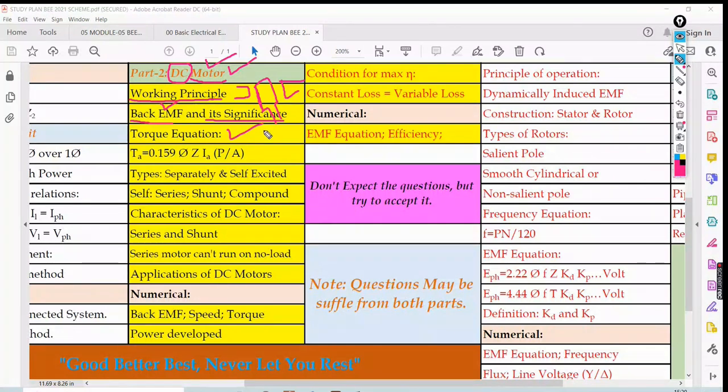Then torque equation. What is torque? Anybody? Turning effect of force, that is also correct. But the turning or twisting force itself is called torque. Then armature torque TA equals 0.159 into Z into IA into P by A.